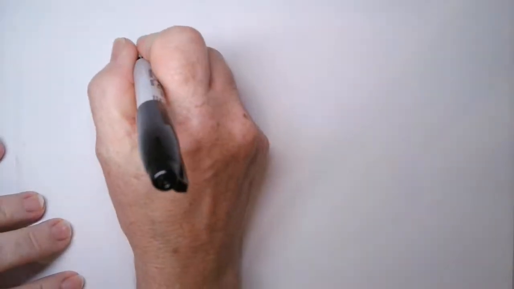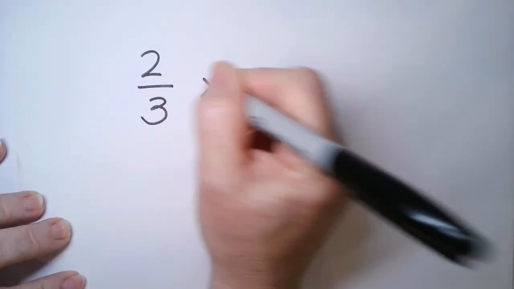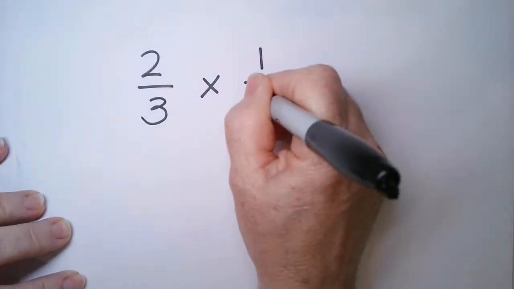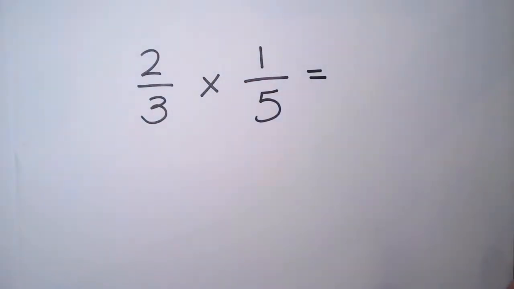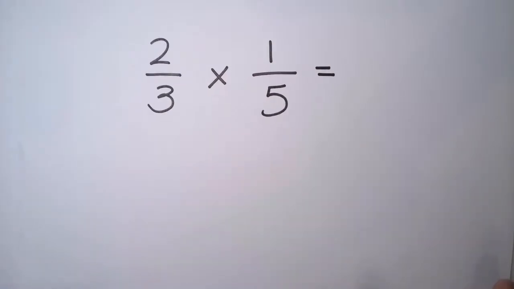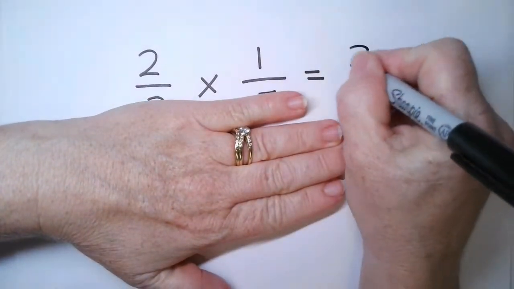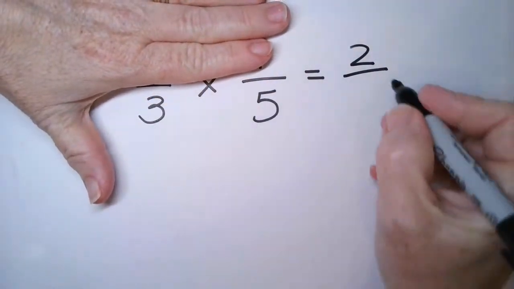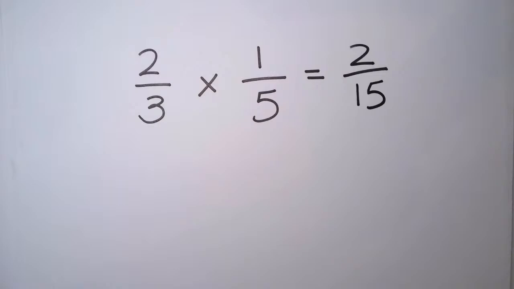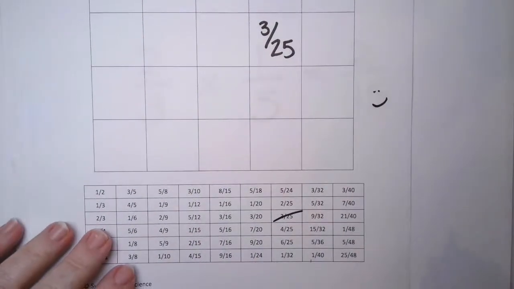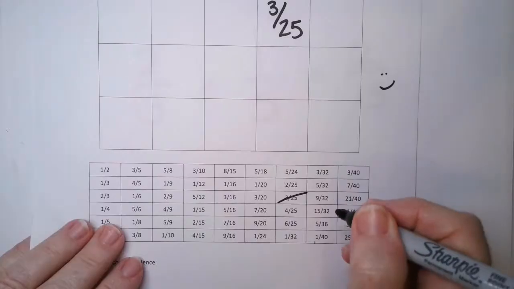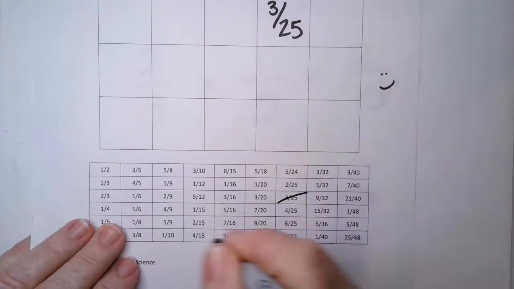Let's say it is 2/3 times 1/5. I'm going to give you an 8-second head start, and you tell me what your answer is. Hand goes here. 2 times 1 is 2. How about here? 3 times 5 is 15. So now we have 2 over, is it 2 over 15? Yeah, 2 over 15, which is right there.